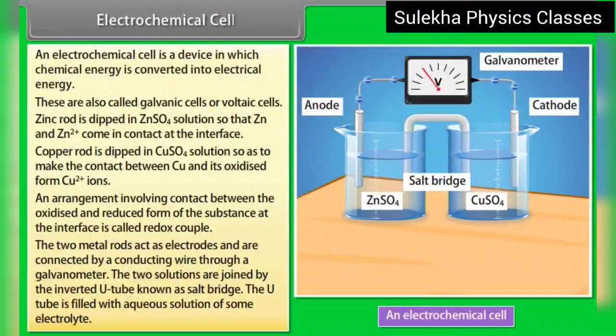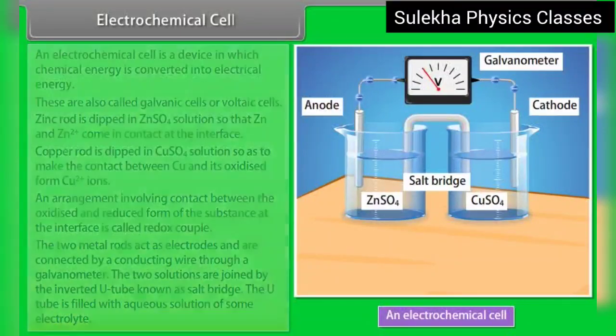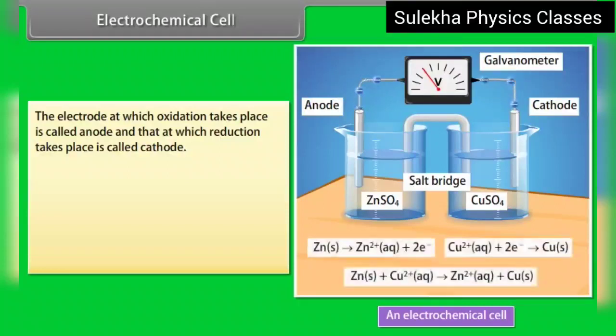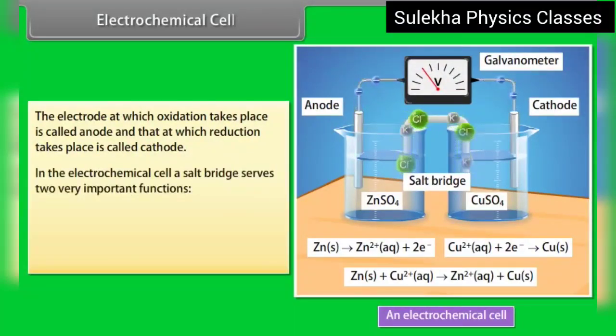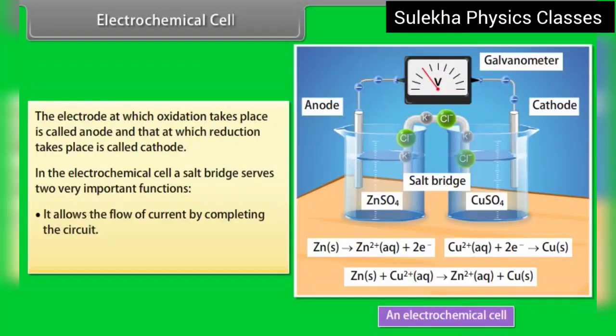The two solutions are joined by the inverted U-tube known as a salt bridge. The U-tube is filled with an aqueous solution of some electrolyte. The electrode at which oxidation takes place is called the anode, and that at which reduction takes place is called the cathode. In the electrochemical cell, a salt bridge serves two very important functions. It allows the flow of current by completing the circuit. It maintains electrical neutrality.